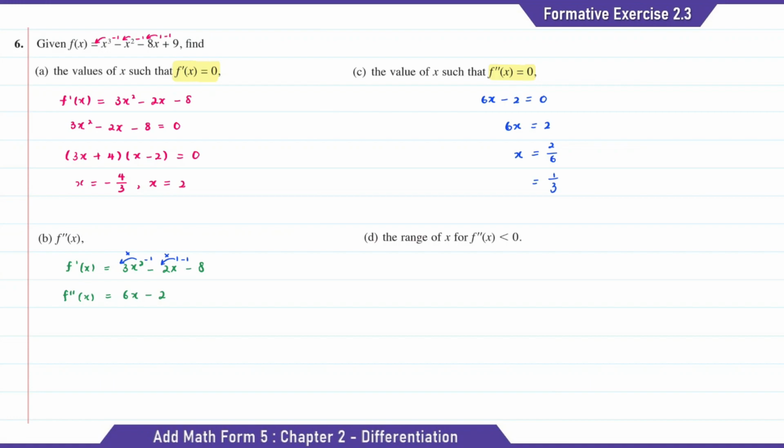Question D. Find the range of x for the second derivative of f less than 0. This means 6x minus 2 less than 0. 6x less than 2. Then x is less than 2 over 6. x is less than 1 over 3.